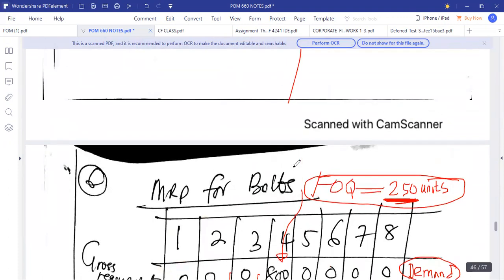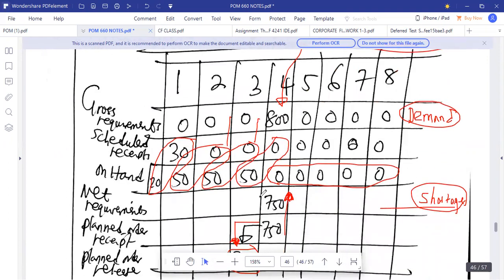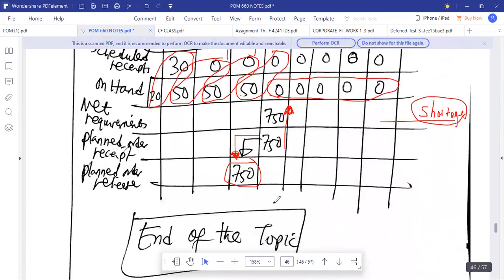So this is very important that you go through, because as we look at other questions, it will be very easy, because you would have understood the concept. You have gotten the concepts, especially on the items that are involved: the gross requirements, the scheduled receipts, the on hand, the net requirements, what it means, the planned order receipt, the planned order release.